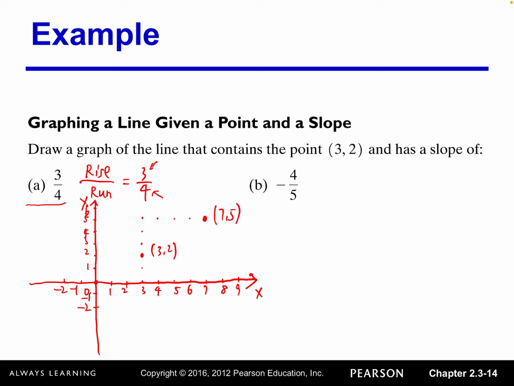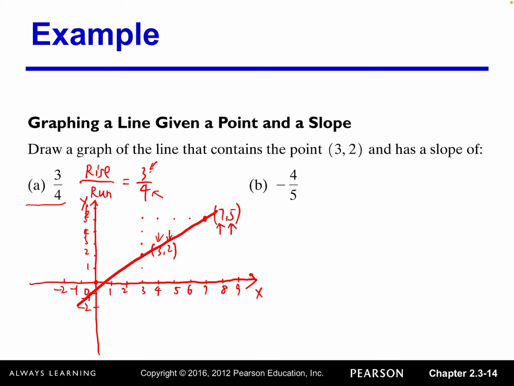We can calculate it as well. So rise is 3. Rise is the y coordinate: 2 plus 3, that's how we got 5. And then run is 4, so that's adding to the x coordinate, right? 3 plus 4, that's how we got 7. And then we use a straight line to connect these 2 points. This is the line containing the point (3, 2) with slope 3/4. Okay? So that's how we do this.